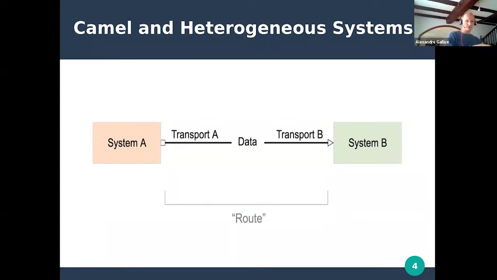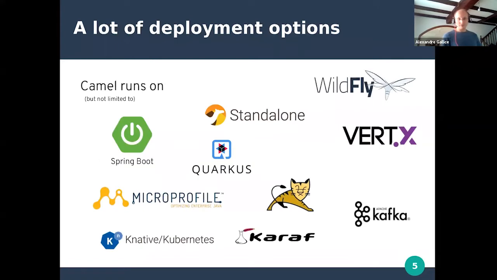And at the bottom of this slide, you see the route concept. The route is what will do the link, the mix between all the systems, and where you will write your integration logic. We could briefly review it. So first, these are all the possible deployment options. Today, we will concentrate on Quarkus, actually.